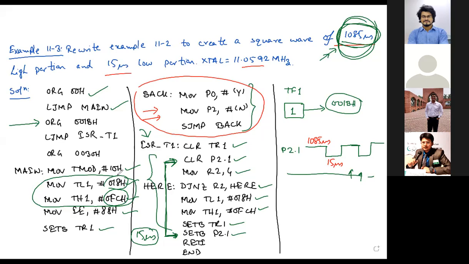Is the 1085 obtained just by calculating the values of TL1 and TH1? Yes, exactly, because this 1085 directly gives you the delay. It is not related to frequency or duty cycle or anything else. This is directly the delay that you need to generate. So once you are given the delay, see over here, this is directly your delay, and once you have the delay, you can directly generate that. Okay, any other question? If there is no other question, then let's move on.